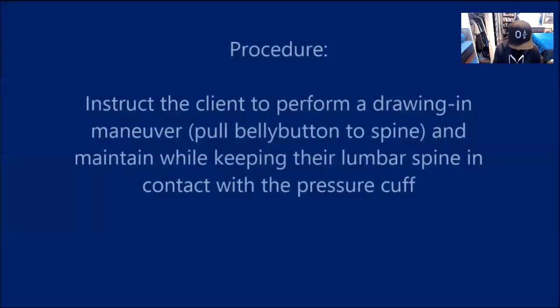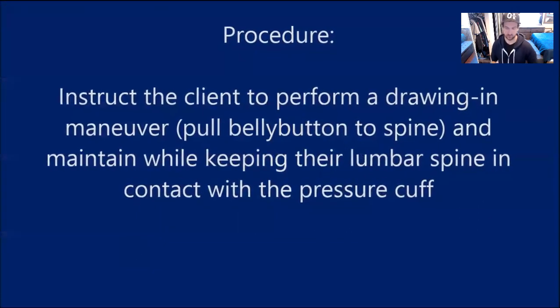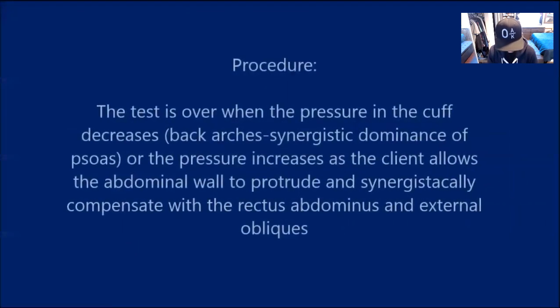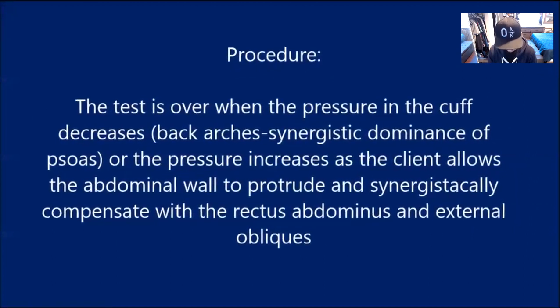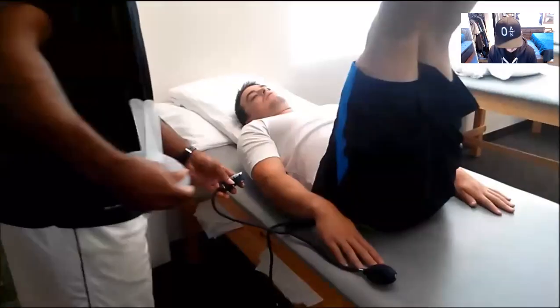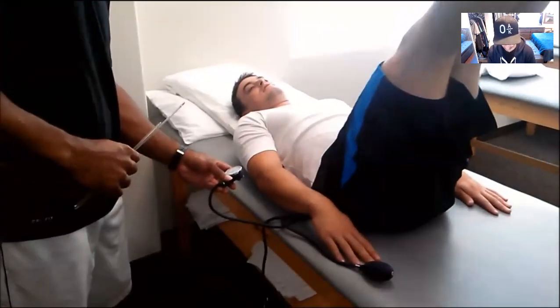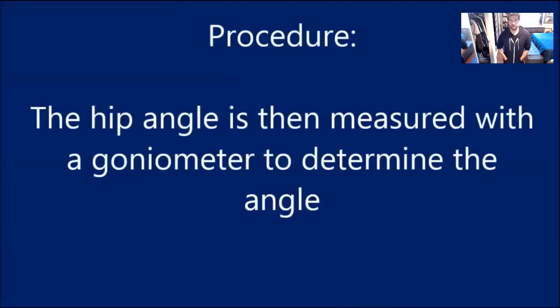Next, instruct the client to perform a drawing-in maneuver by pulling their belly button to their spine and maintain while keeping their lumbar spine in contact with the pressure cuff. Now instruct the client to lower their legs toward the table while maintaining the drawing-in maneuver. The test is over when the pressure in the cuff decreases or increases as the client allows the abdominal wall to protrude. At the point of the pressure change, the hip angle is now measured with the goniometer to determine the angle.